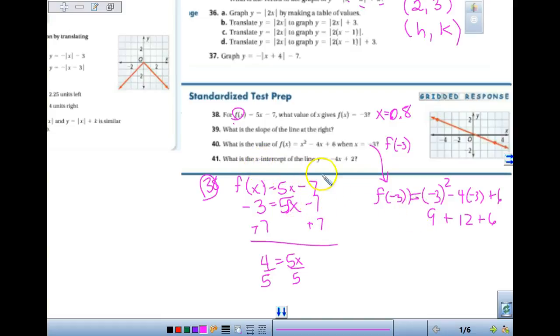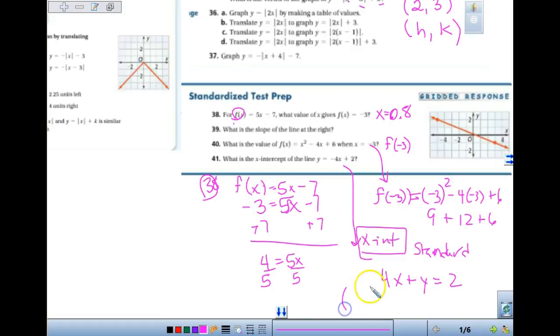41 says, what is the x-intercept of this equation? So, which form gives us the x-intercept super easy? Which form gives us our x-intercept really easy? Standard. So we might be thinking, if I wrote this in standard form, right? What does standard form look like of this equation? It would have been 4x plus y equals 2. And the x-intercept is when y is 0, it's my x point.